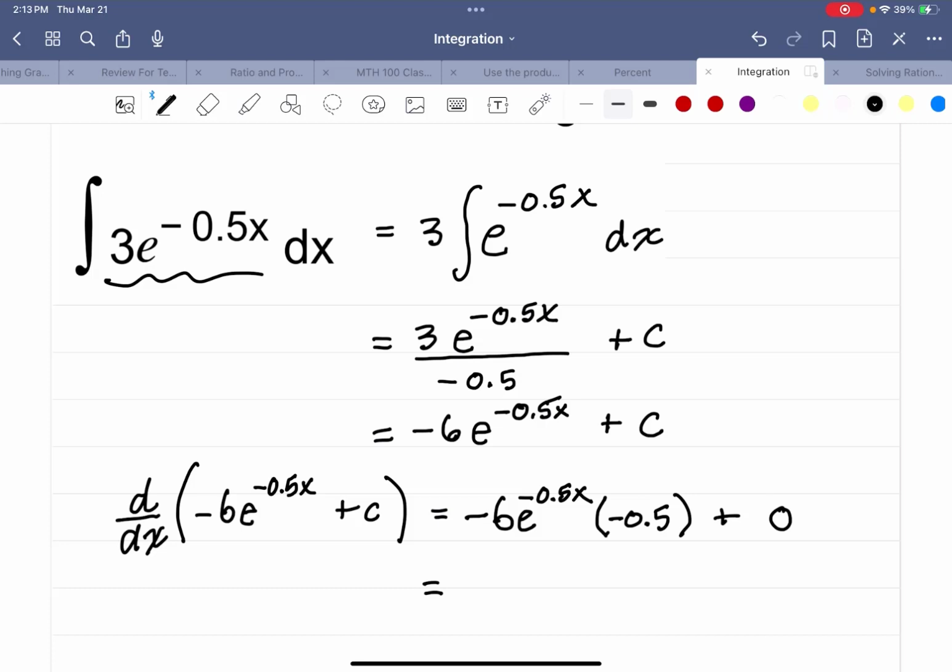And so I need to multiply these two constants. Negative 6 times negative 0.5 is positive 3 e to the negative 0.5x. Because plus 0, I don't need to write. And so compare that. There's the function whose derivative was taken. Here's the function we got. So we took the derivative to show that those functions match. Checking is optional. Always a great idea.